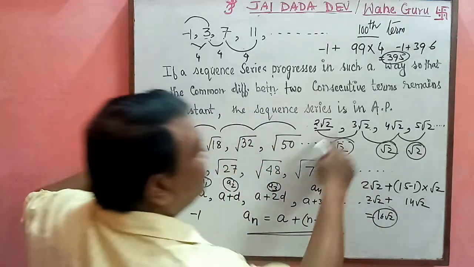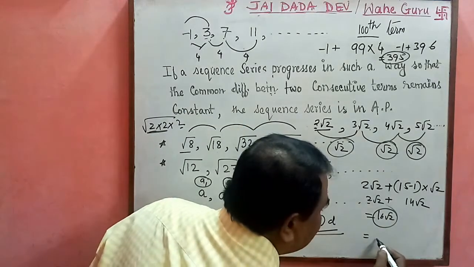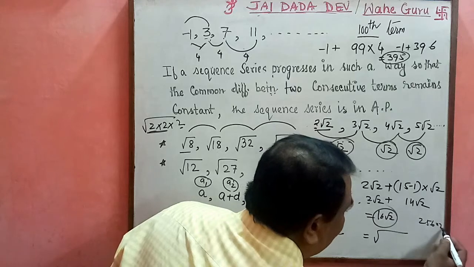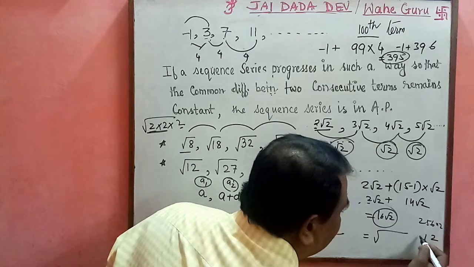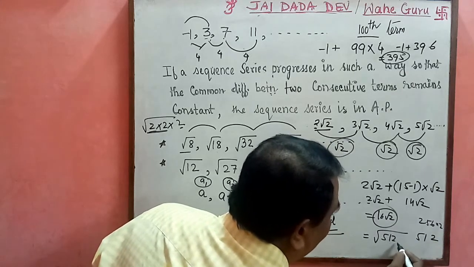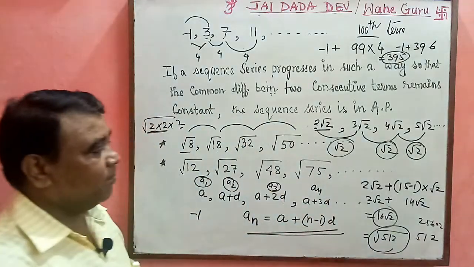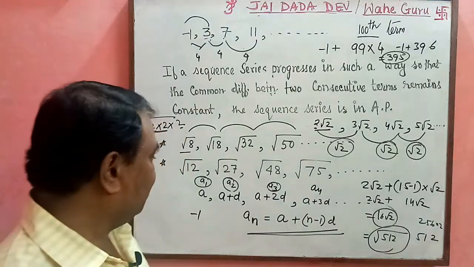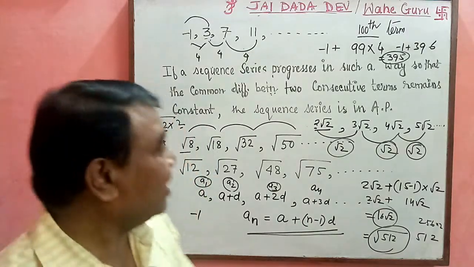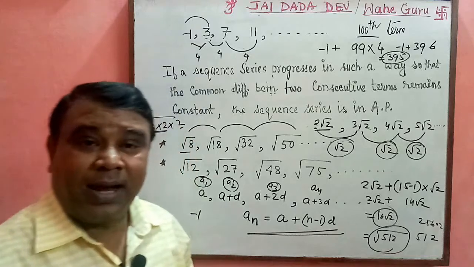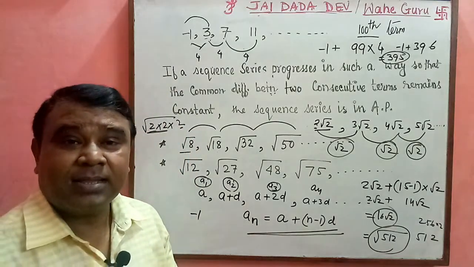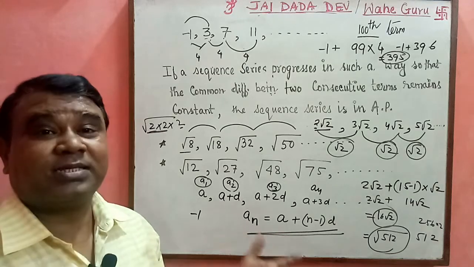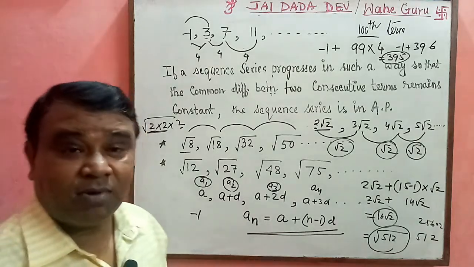So the 15th term is 16 root 2. This is the 15th term. This way we can easily find any term of an AP. And we have got an idea how to find the nth term, 20th term, 15th term if the sequence is in AP. That's what we have learned today.